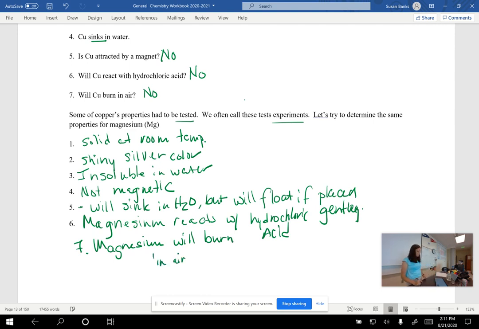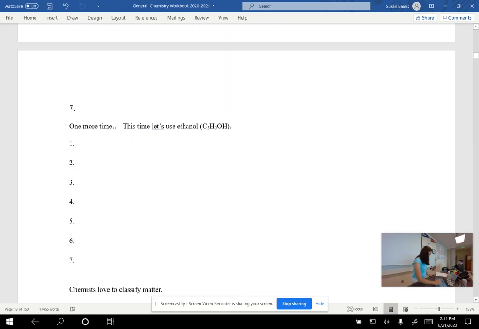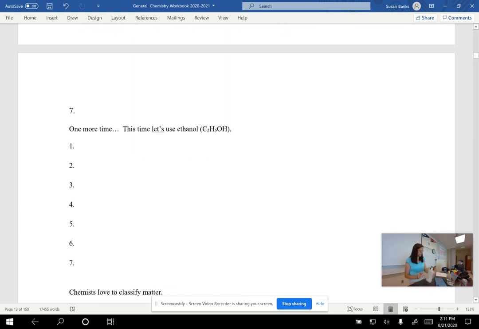Okay, so we've just defined a whole lot of properties between copper and magnesium. We're going to do that with some ethanol really quick. We're going to use rubbing alcohol instead. So that's really isopropyl alcohol, but it will react pretty much the same way. So isopropyl alcohol, at room temperature, you'll notice that it is liquid and it is colorless and clear.